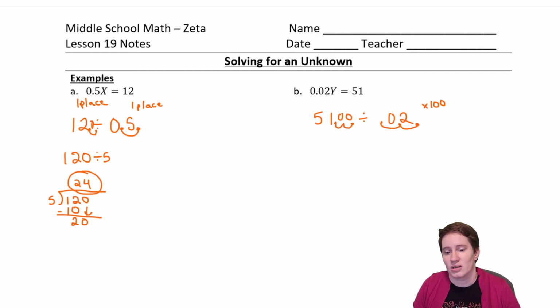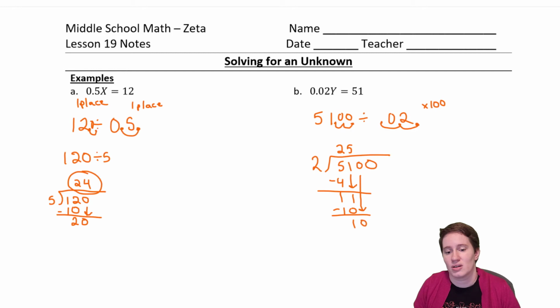I get 5100. Now let's do 2 into 5100. So let's see, 2 goes into 5 2 times. And 2 times 2 is 4. So I subtract and get 1. Let's bring down this 1. 2 goes into 11 5 times.